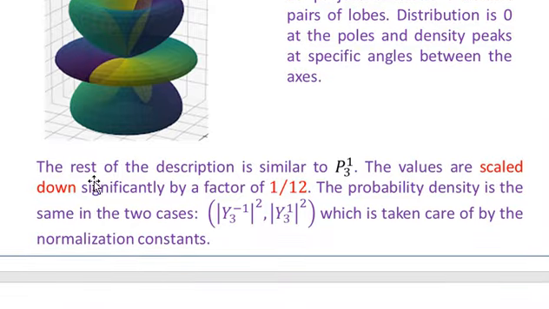So let me read this important one. The rest of the description is similar to the P31 case. The values are scaled down significantly by a factor of 1/12.